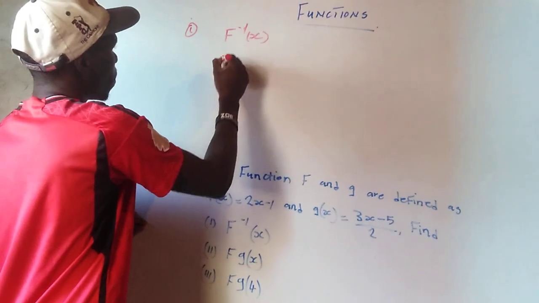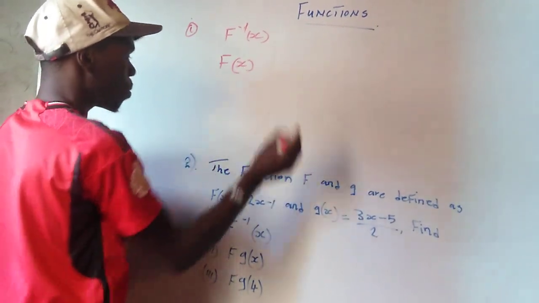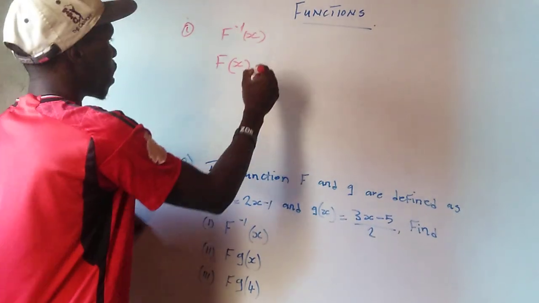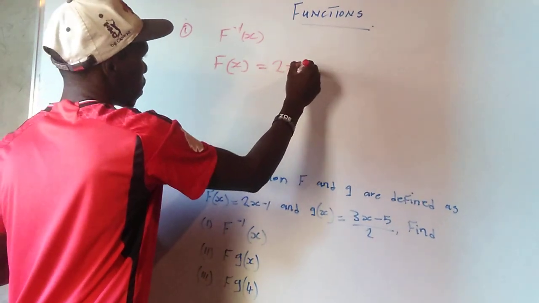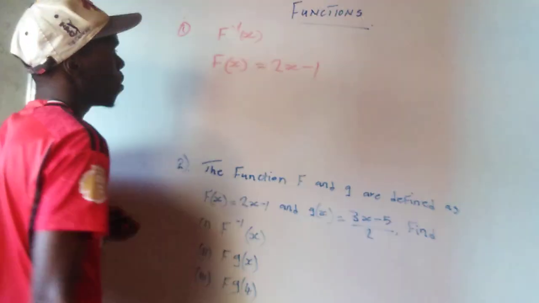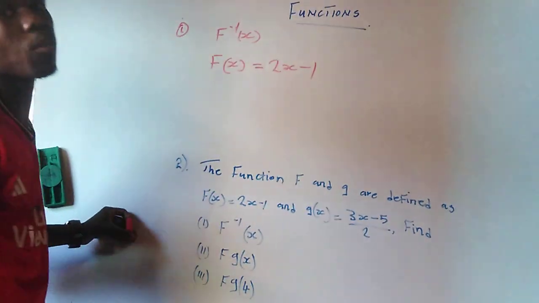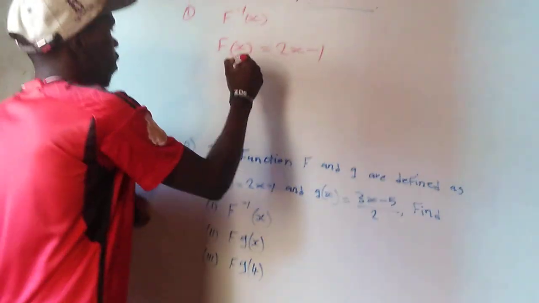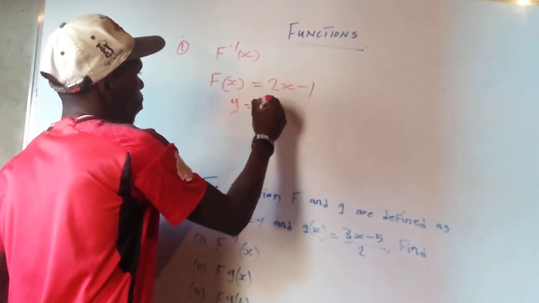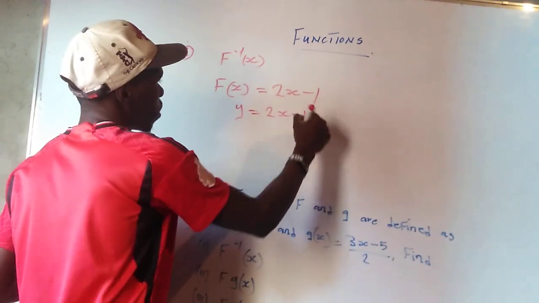Then I'll say the function of this f. So f of x is equal to, what's my function of this? It is 2x minus 1. So this is my function. Then where there is x, I'm going to put a y always. Then I'll say y is equal to 2x minus 1.